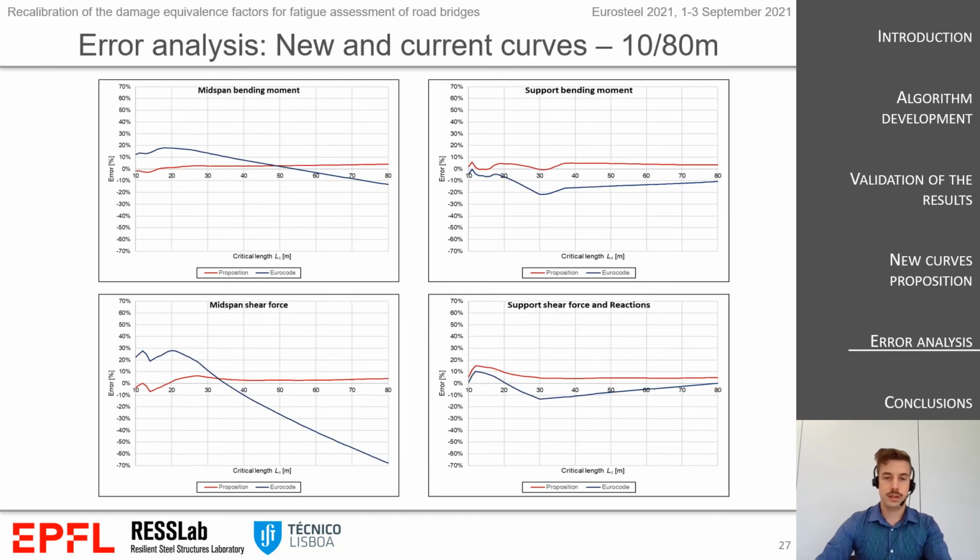And this is the zoom on the two curves, the proposed one and the Eurocode, from 10 meters to 80 meters of span length. And we can see that for mid-span shear forces, the Eurocode is not at all on the safe side, while our curves are always on the safe side with a little bit of margin.